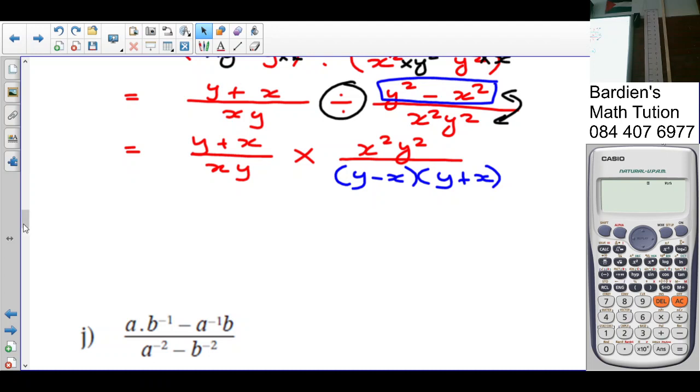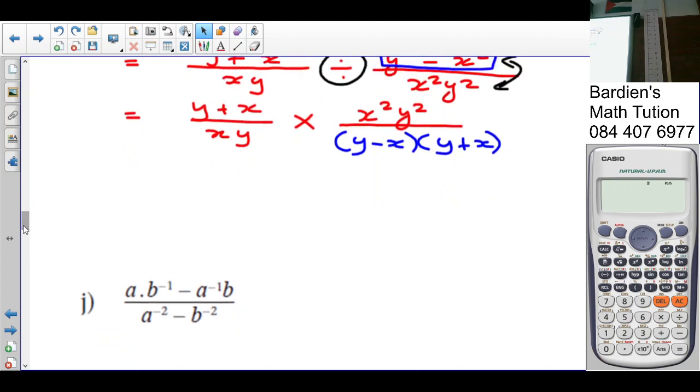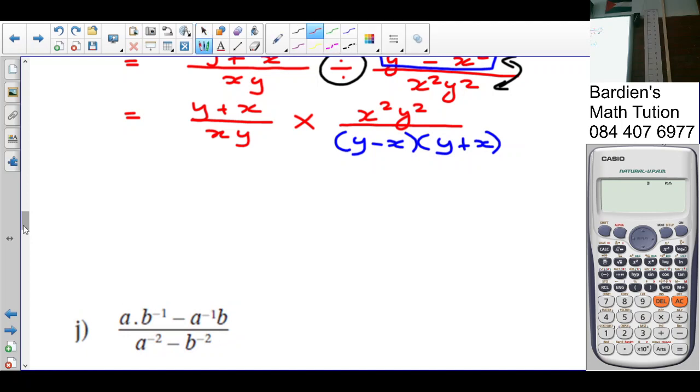So what can happen now? You can cancel, simplify. So you all agree x cancels one of those x's, the y cancels one of those y's. What else can cancel? y plus x also cancels y plus x. So what are we left with? xy on top, yes, which is that there, over.